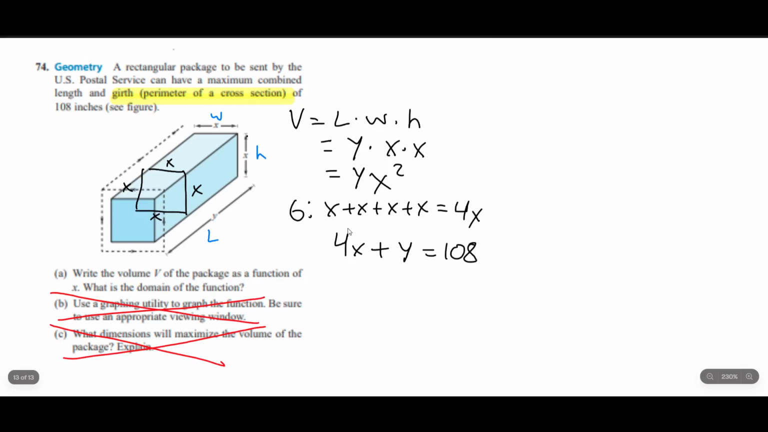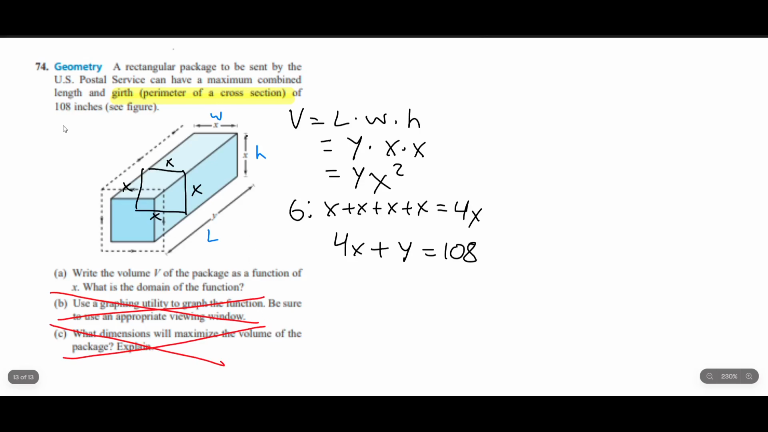Again, maximum combined length and girth. This function itself, 4x plus y equals 108. The x and y will have some value that produces 108, and that's of course unknown. So that's why this relationship is true, because x and y can in fact produce a value that equals 108. There will be some maximum x and maximum y that will produce 108. And that again comes back to dimensions that will maximize.